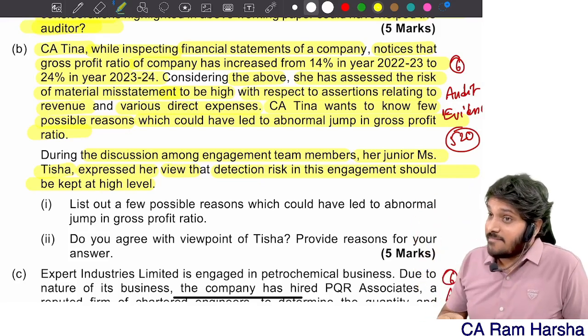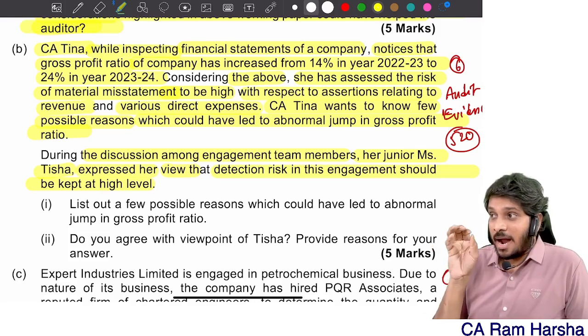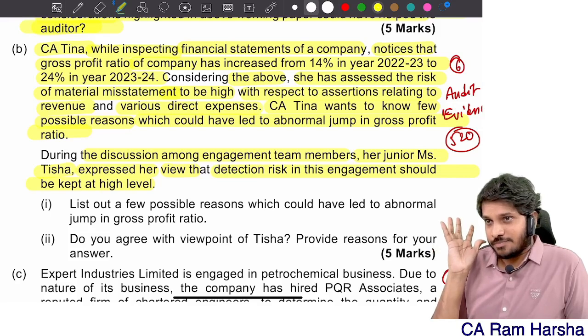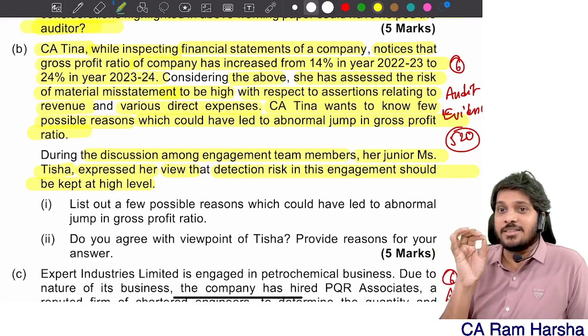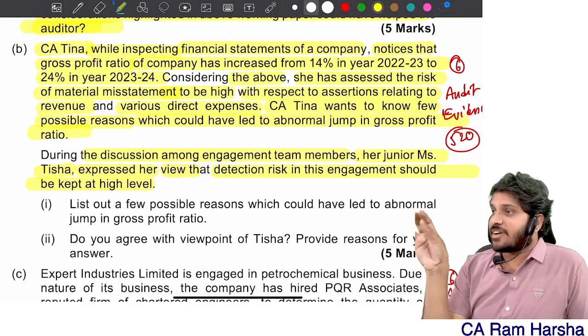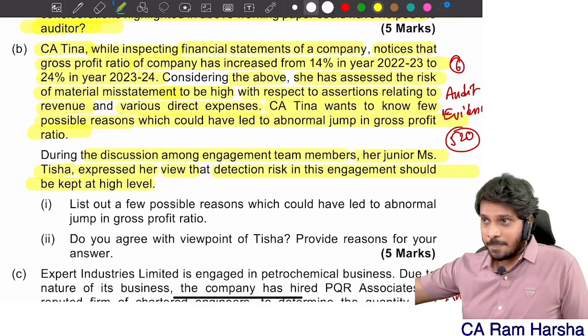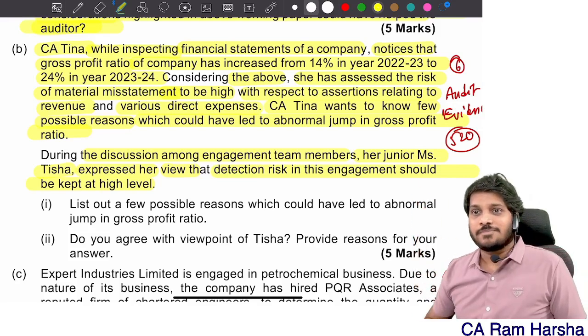Detection risk will be high when there is an indication that management has colluded. When there is an indication that management has colluded and manipulated the entire financial statements, where they concealed everything, there detection risk is high.